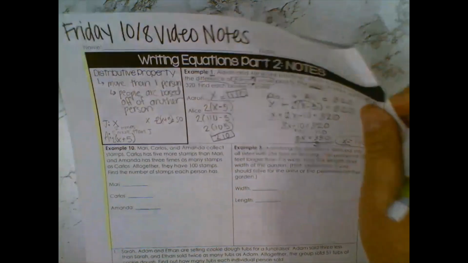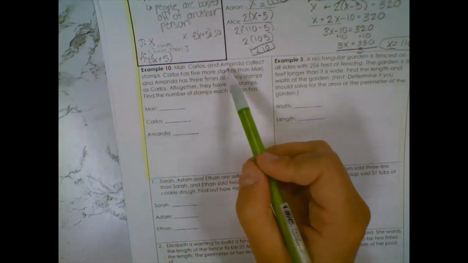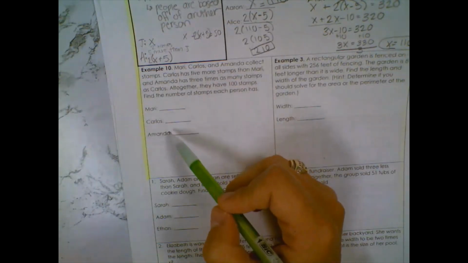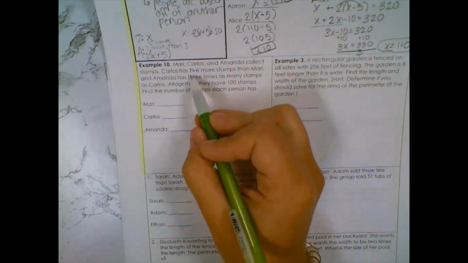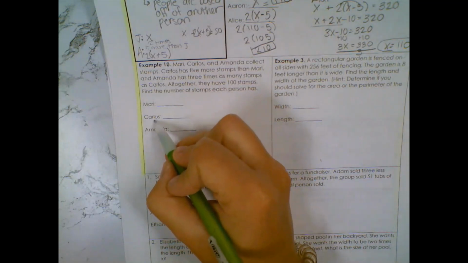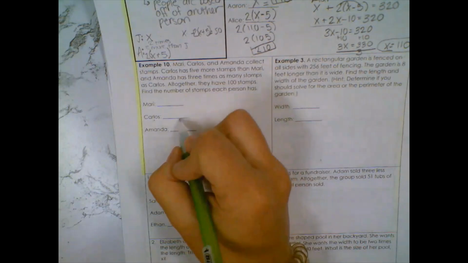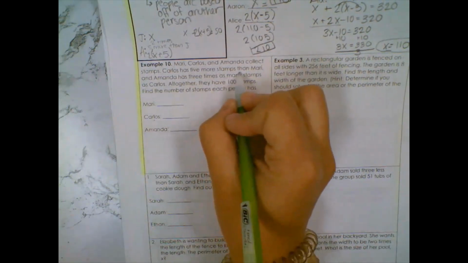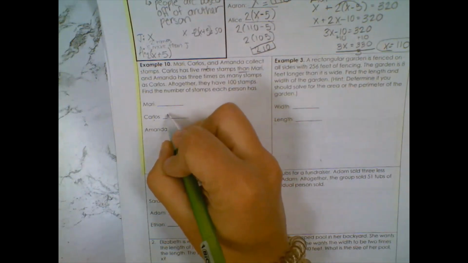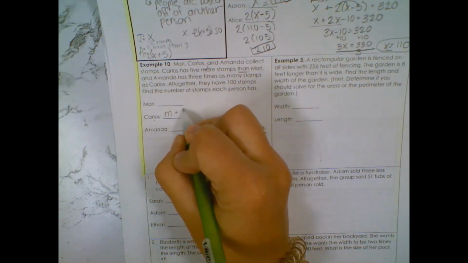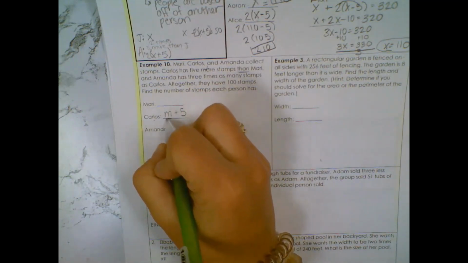Okay. So let's look at another one. Mari, Carlos, and Amanda. So we have 3 people, so we've gone ahead and labeled. So Mari, Carlos, and Amanda collect stamps. Carlos, so we're going to talk about Carlos first, has 5 more stamps than Mari. Okay, so 5 more than is a turnaround phrase. More means plus. So Carlos has 5 more than Mari, so M plus 5. I'm going to use M just to remind myself that is Mari.